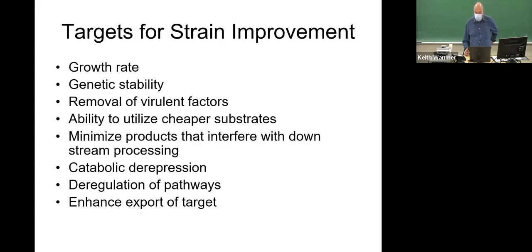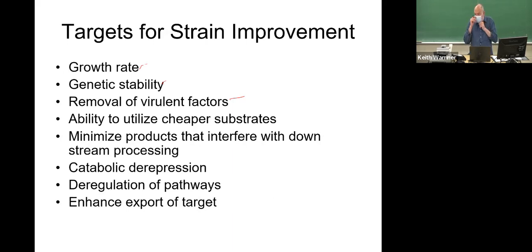So the targets for strain improvement are essentially what the ideal characteristics of an industrial strain is. We need to have high growth rates. We want to get the fermentation turned over as fast as we can. We need it stable. We can't have it mutating, so we can look for improving that. Obviously, remove the virulence factors because we don't want pathogenic traits. If we can take them out, it makes it easier. We can put genes in.